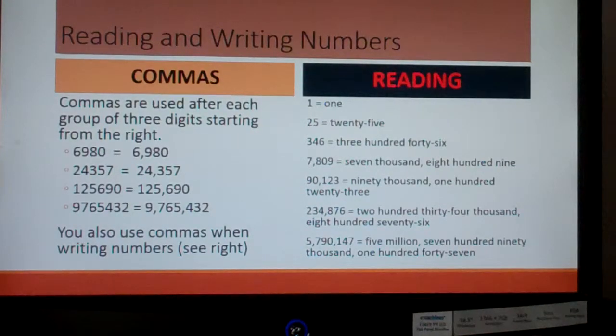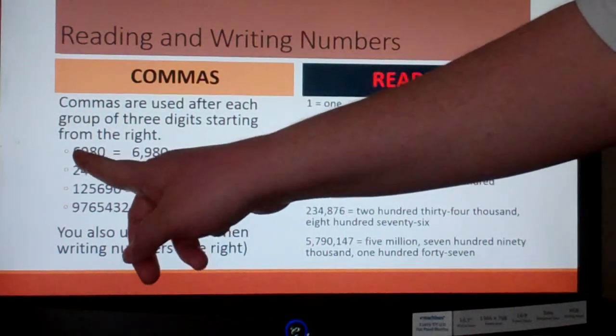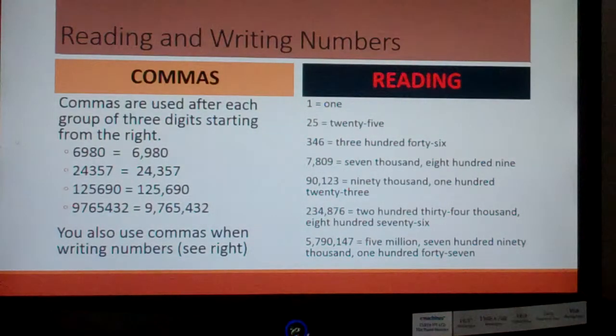Commas are used after each group of 3 digits starting from the right. 6,980, the comma is between the 6 and the 9. You figure this out by counting from the right: 1, 2, 3, comma. 24,357 has a comma between the 4 and the 3. 125,690 has the comma between the 5 and the 6.